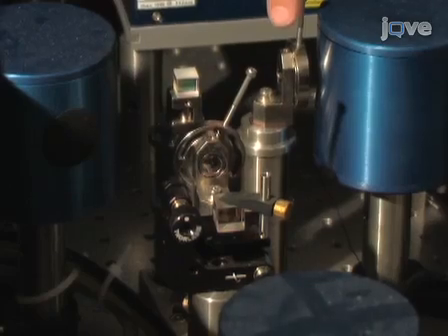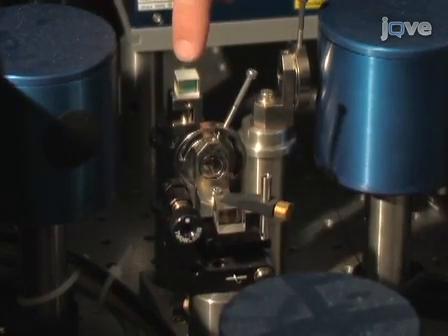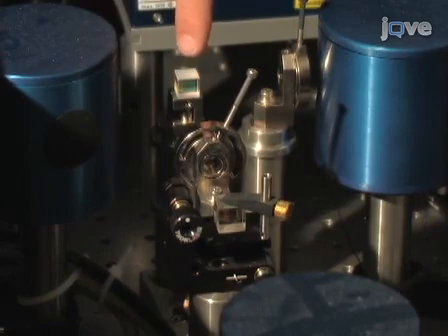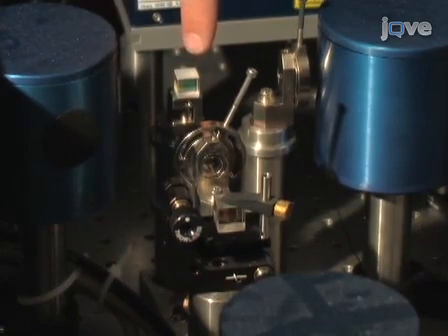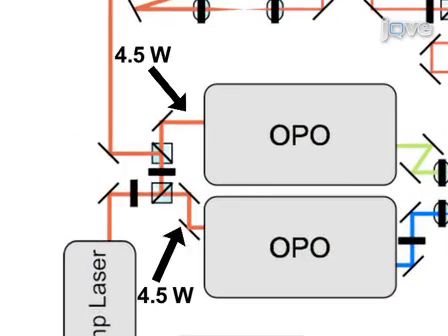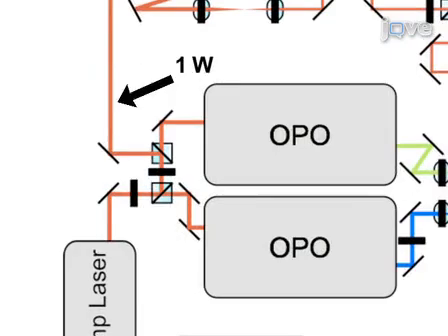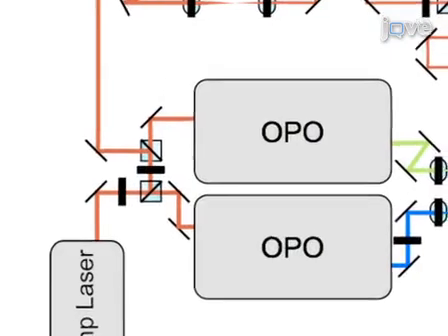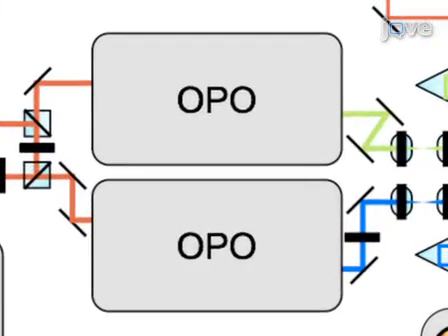A half-wave plate combined with a polarizing beam splitter cube allows adjustment of the amount of power in each component of the beam without changing its direction. Typically, two beams are adjusted to approximately 4.5 watts each, and the third beam contains the remaining 1 watt. The two high-power beams are then directed into two independent optical parametric oscillators, or OPOs.